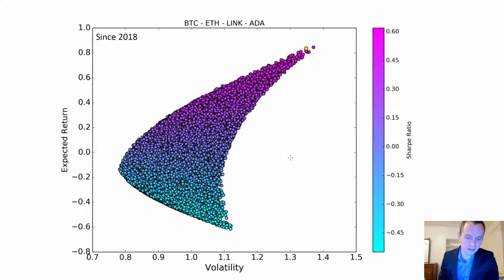So let's go ahead and jump in. If you're not familiar with this, this is your expected return versus your volatility, color-coded by the Sharpe ratio. Now, the Sharpe ratio is your risk-adjusted returns, okay? That means that you're accounting for some level of risk in the coins that you hold.